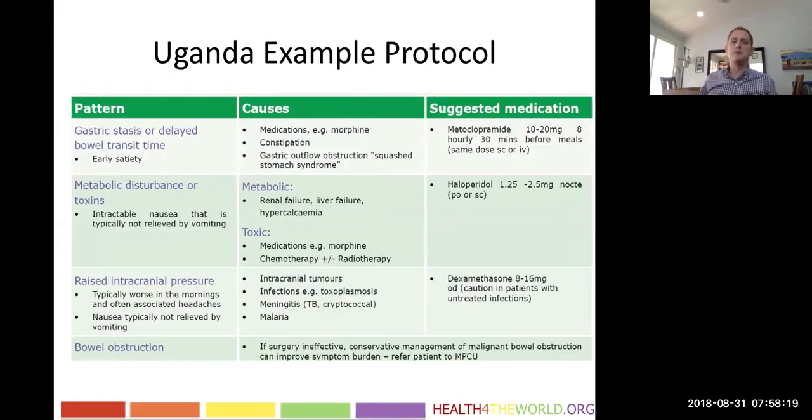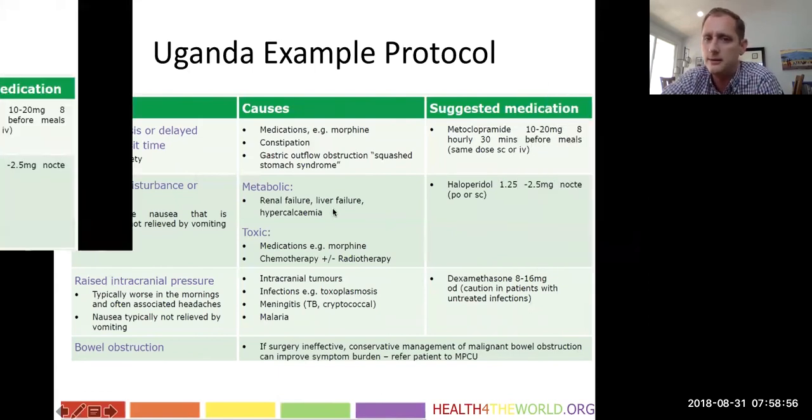So this is just an example, from Hospice Africa. This was from the Palliative Care Service at Mulago in Uganda, a place that I've worked and practiced with some of those colleagues. It gives an idea of how they think about it. They try to think, is it gastric stasis or delayed bowel transit time? Is it GI inflammation? Is this more metabolic disturbance or toxins, or potentially raised ICP? They try to think, what is the cause? And then they move to the treatment. As you can see, for metabolic disturbance or toxins, they do use haloperidol there. At their national hospital, they actually use haloperidol quite a bit. So I think it's something to add to your repertoire.